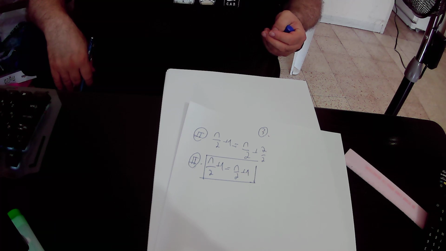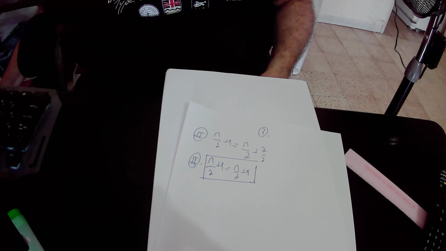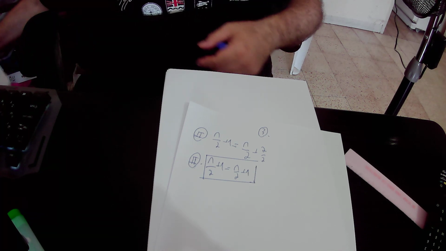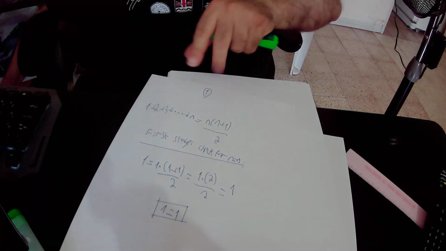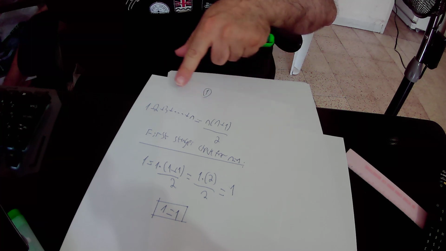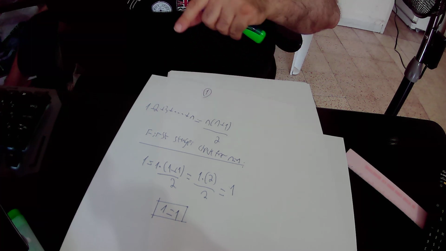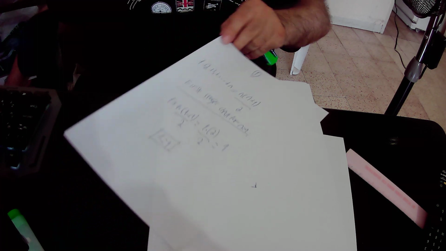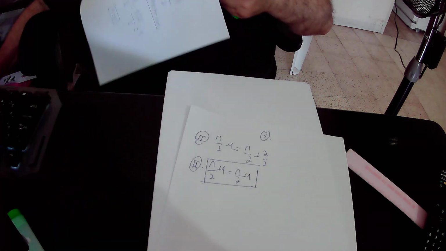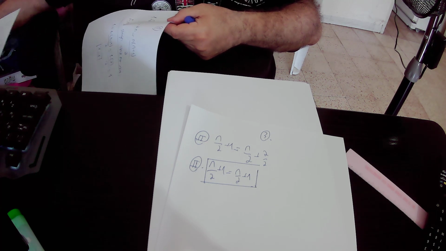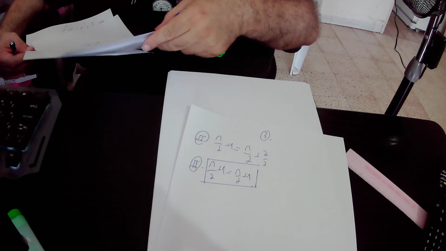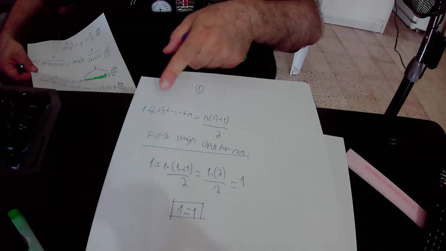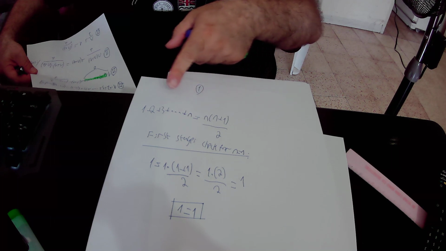So we can say that we generally proved that if this statement is true for n, it also must be true for n plus 1. That is exactly what we proved in the second stage. And actually, in this way we proved that this statement is true for all the natural numbers.